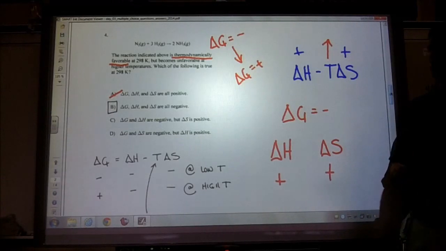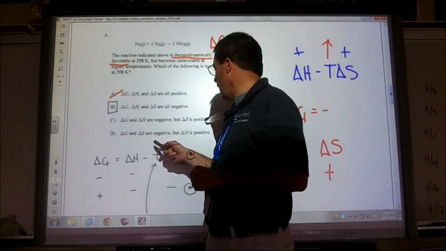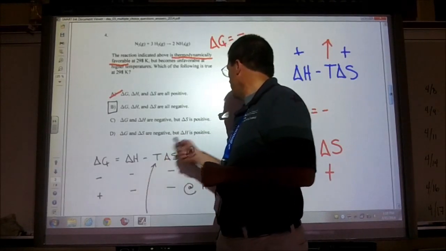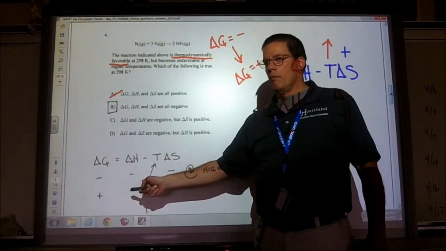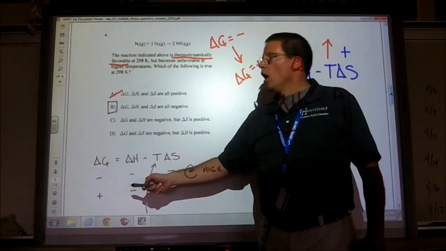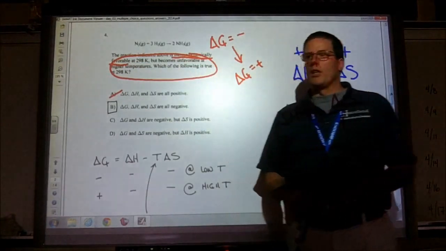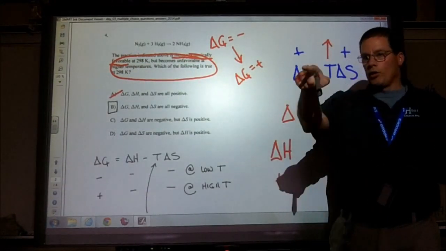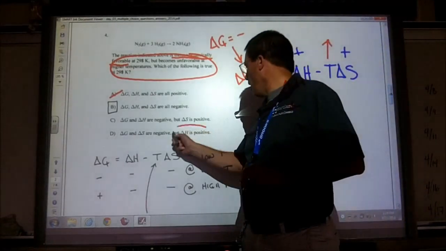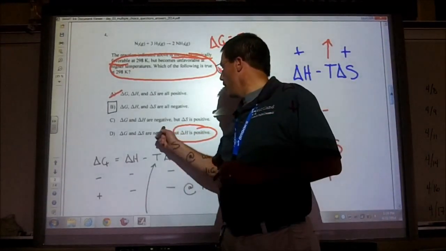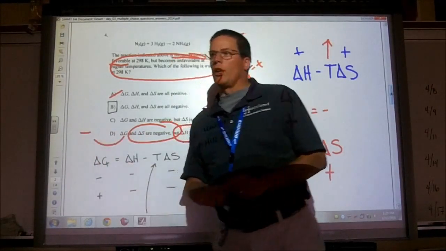Why is D wrong? D, delta G and delta S are negative, which is true, but delta H is positive. Right, but it's possible for it still to be thermodynamically favorable and then become unfavorable under this set of conditions. What you're saying is every single time. Or I'm sorry, no. If this is positive, actually, it's never going to be. Delta G would never be negative under those conditions.